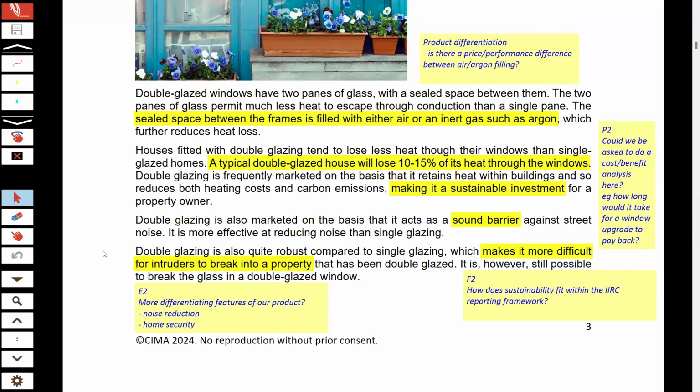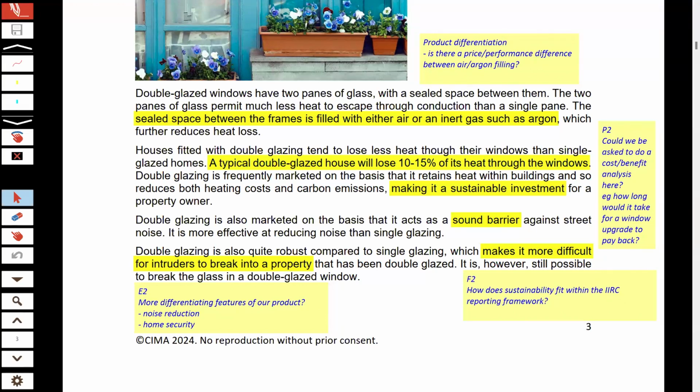Finally, on this page, just a little thought here about the Integrated Reporting Council and the 6 capitals within integrated reporting. And just thinking there about how does this whole idea of sustainability and the driver to reduce heat loss and to replace windows with glazed ones, how does that fit in to how Shinyglas might report its activities using the 6 capitals of the integrated report? Now, that's something that we cover in F2, and it is something that is regularly tested.